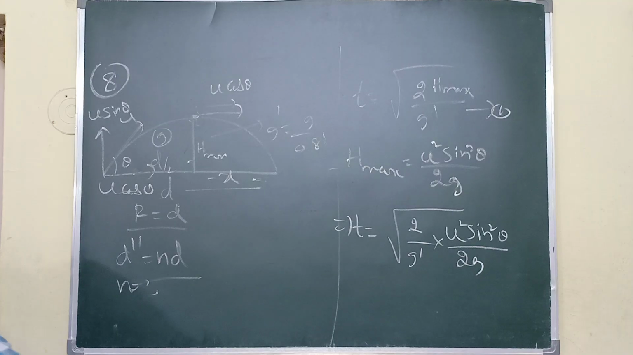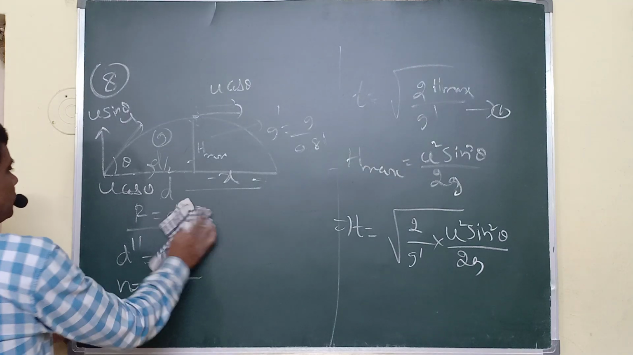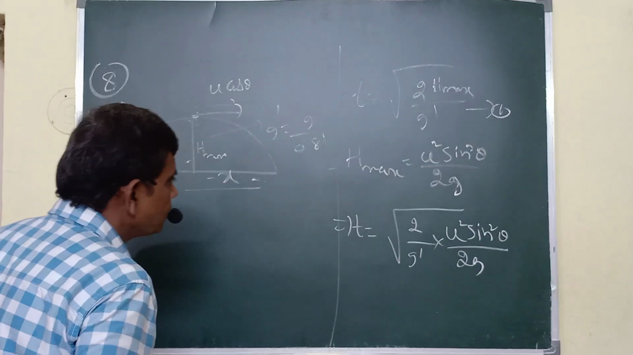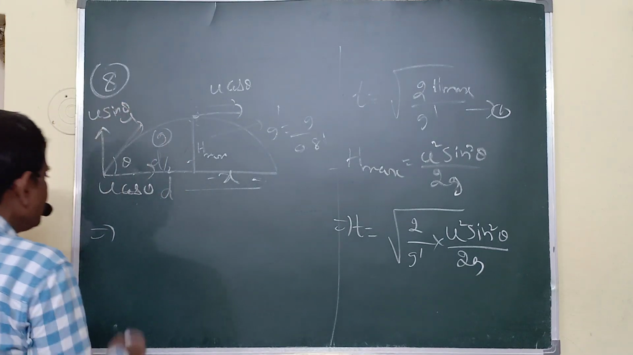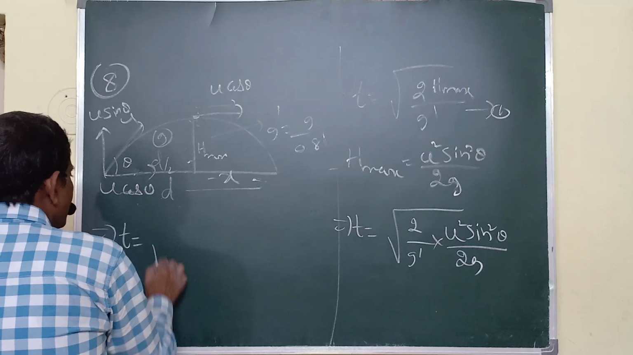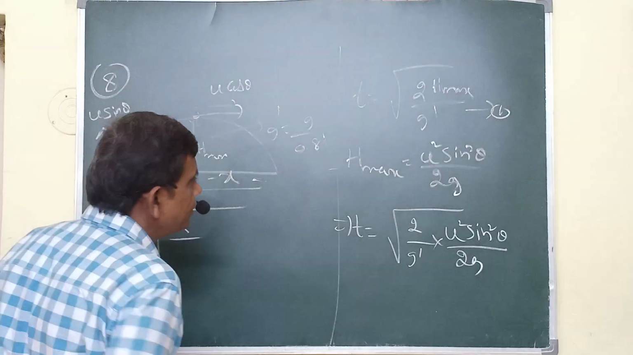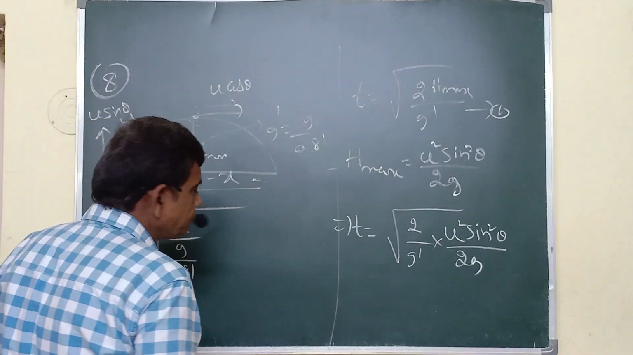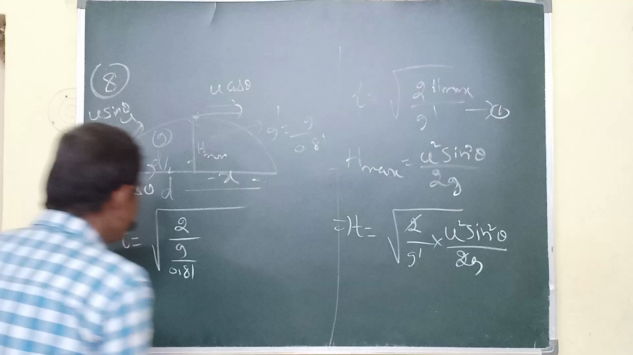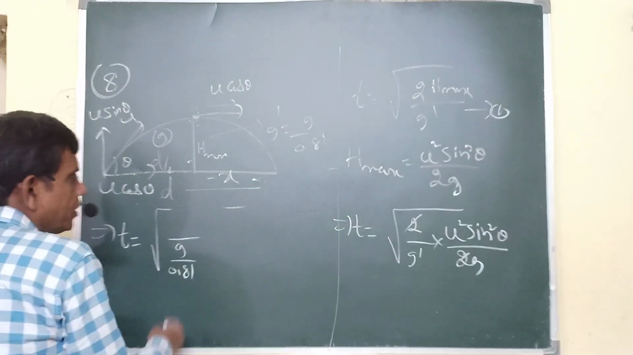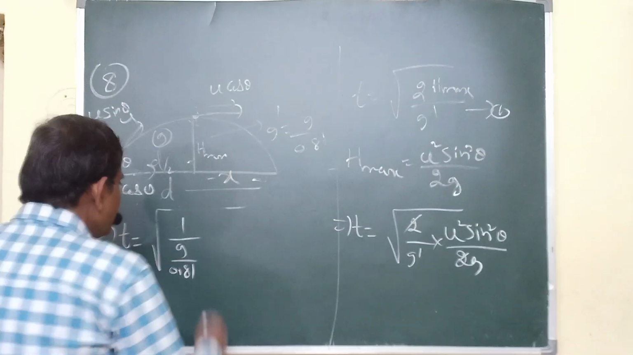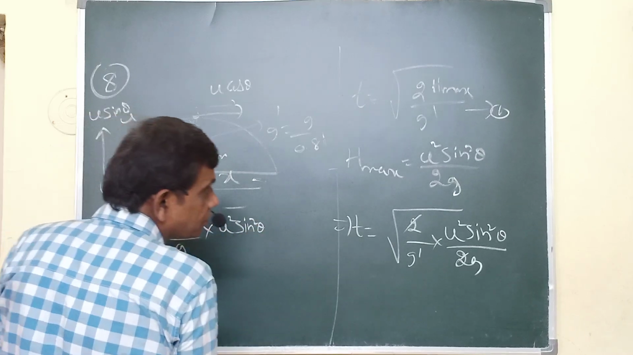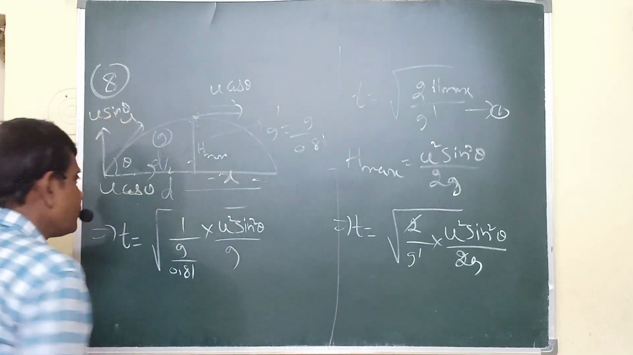Then this implies time equals square root of 2 by g dash. g dash equals g by 0.81. 2 by, here the 2 cancels only. No need. 1 by g dash value, this into u square sin square theta by g.